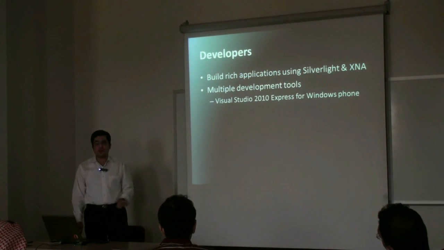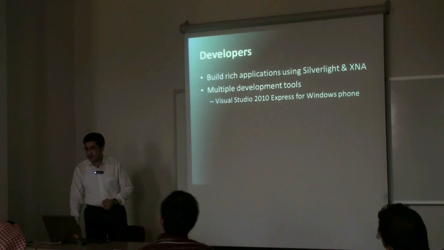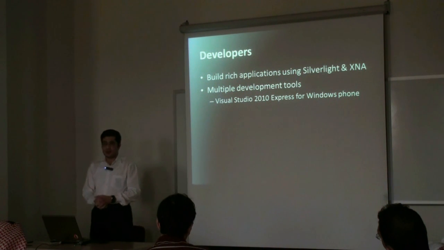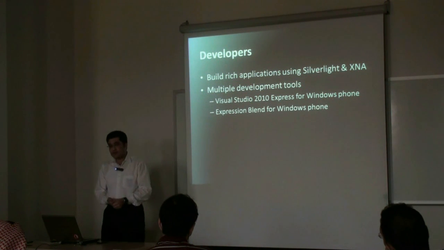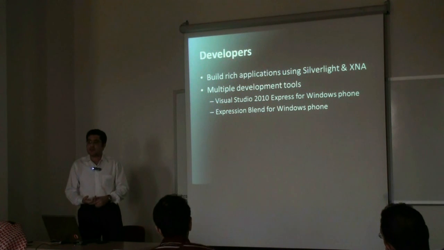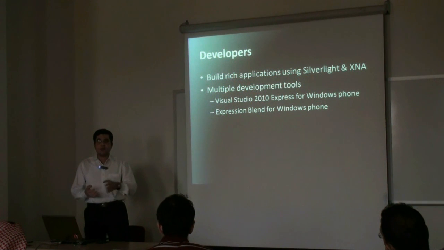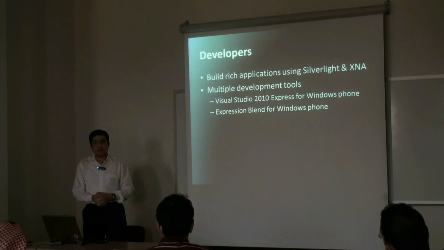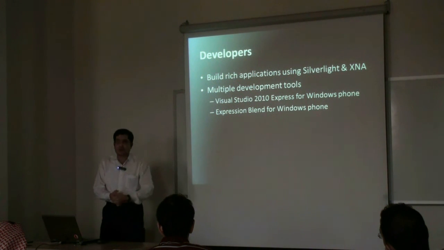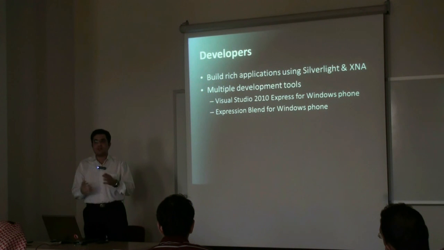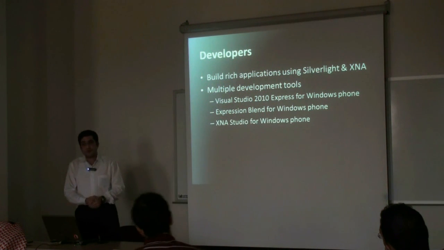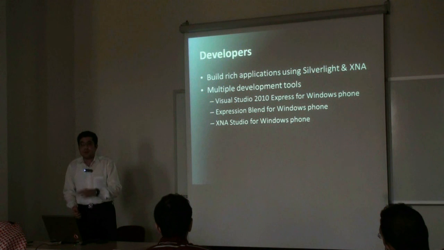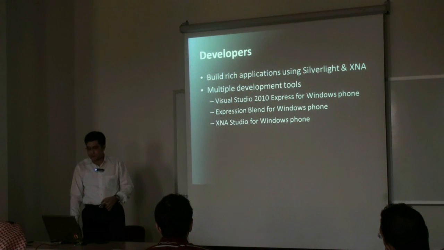We have the Visual Studio 2010 Express for Windows Phone, which is currently in the community technical preview. You have the Expression Blend for Windows Phone, the same Expression Blend, designed for Windows phones. You can build your Silverlight application as you used to build your Silverlight application, and simply get the code from the developers, and it will be up and running. The third platform is the XNA Studio for Windows Phone. And if you notice, these are 3 separate versions for Windows Phone.